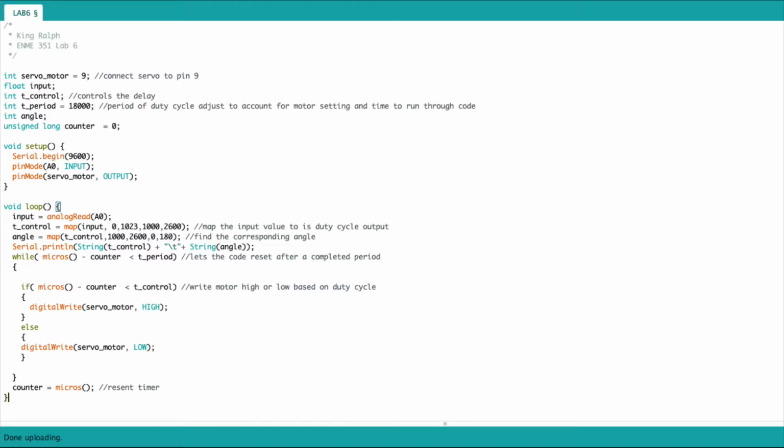T control controls the duty cycle percentage of the pulse being sent to the servo. This value was adjusted for the motor. Because these adjustments are not 100% accurate, there is small deviation from optimal performance of the servo motor.